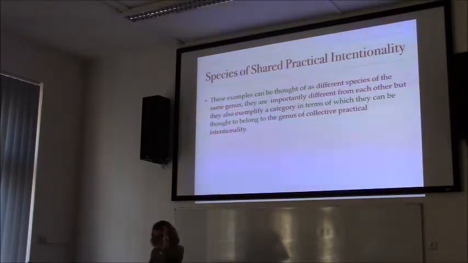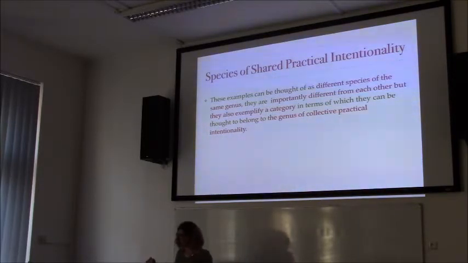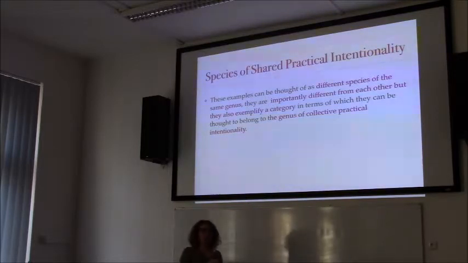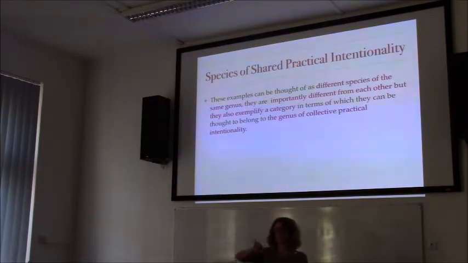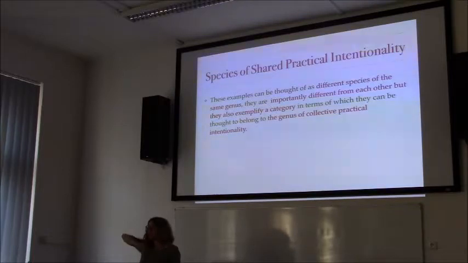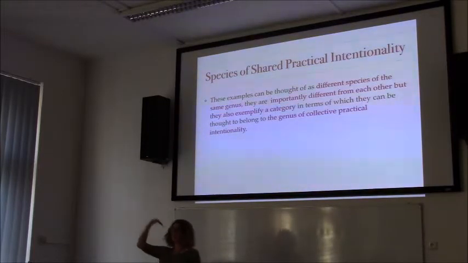Okay. So these examples can be thought of as different species of the same genus. They are importantly different from each other, but what does it mean to say that? It means that each case is paradigmatic of its own category. So we can describe each category, and it will give us a different description in each case, even if there are intermediate cases. But they all together still belong to the genus of collective practical intentionality because they exhibit the properties that we described in the genus.